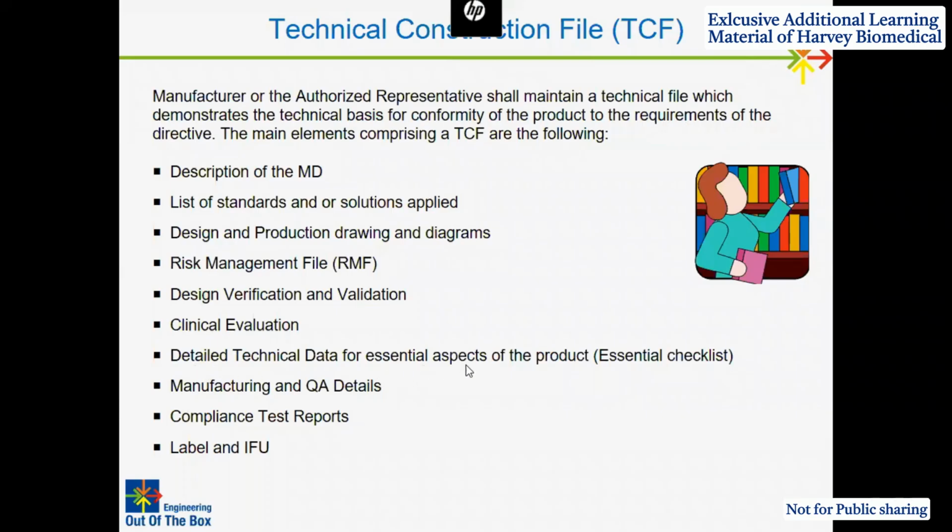Detailed technical data of the essential aspects of the product. It means the general safety and performance requirements. Your product is meeting the safety requirements and the performance requirements, and there are no difficulties faced during usage by the end user. Manufacturer, manufacturing and QA details: who is the manufacturing person, and who is the quality assurance person? Because the quality assurance person has the responsibility to release the product.